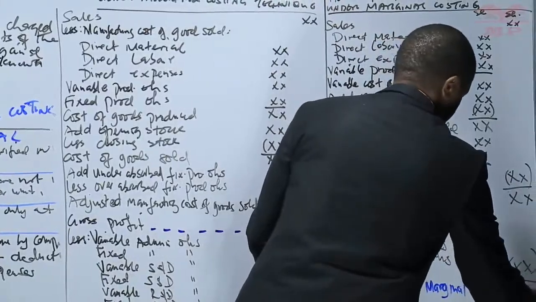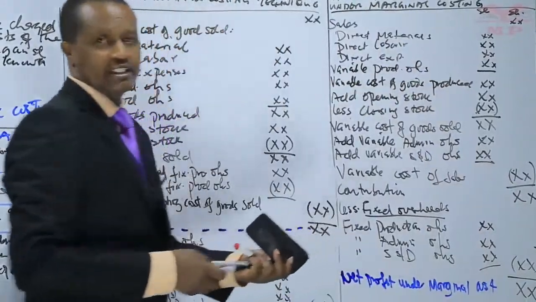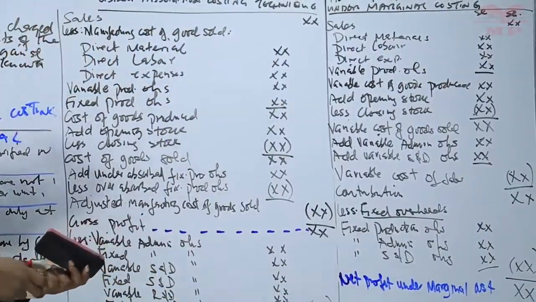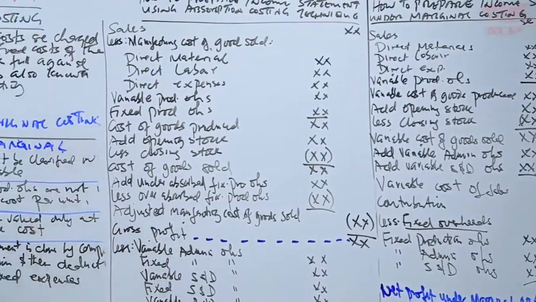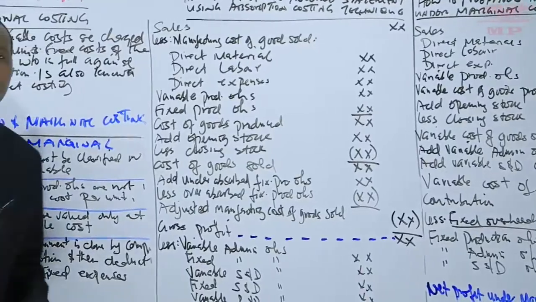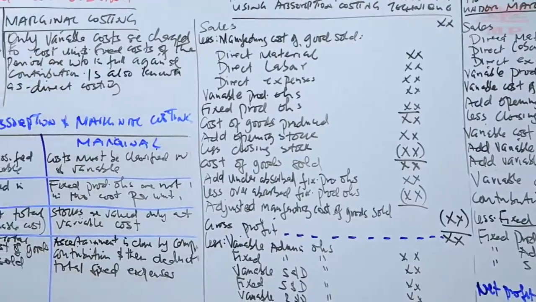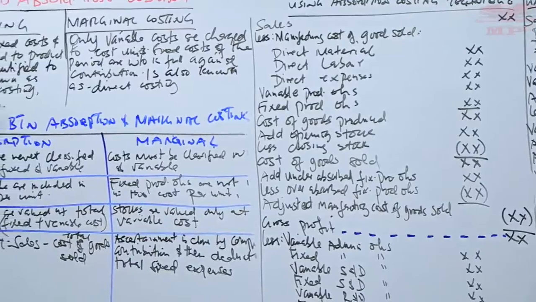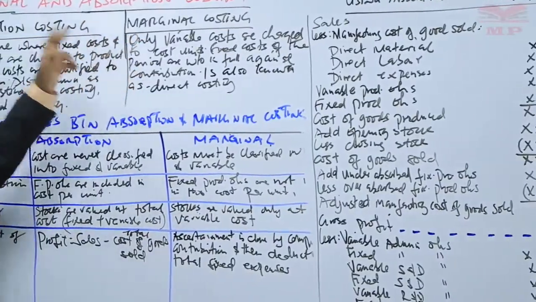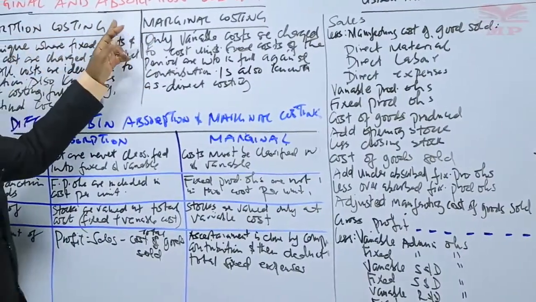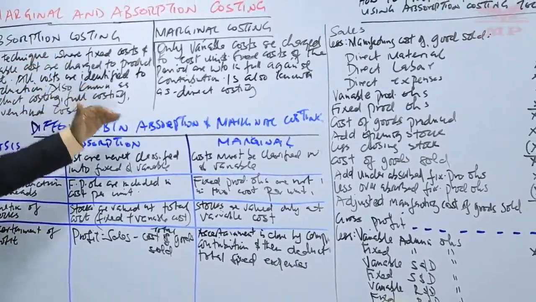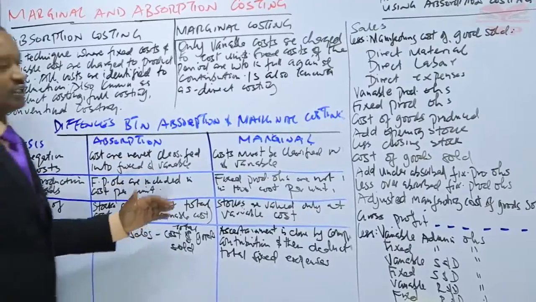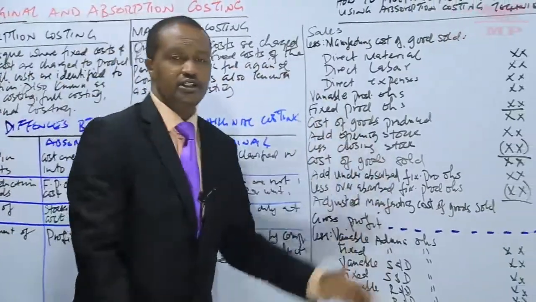That is the format. Thank you, candidates, for appearing in this initial class of marginal costing. We have defined marginal costing and absorption costing. We've given the distinction between the two, and I've shown you the format.